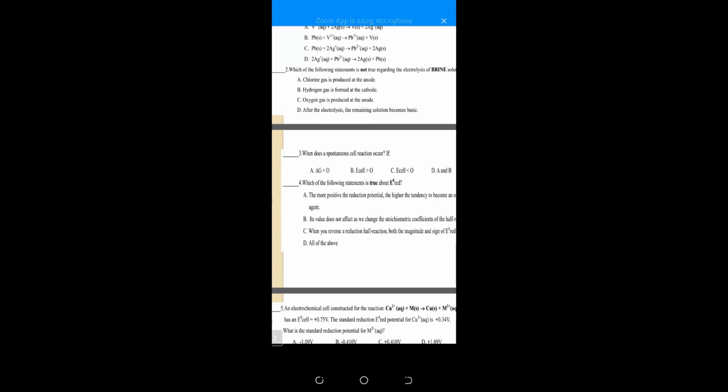A እና B true ናቸው አይደል? C: oxygen gas is produced at the anode ምን ቢሆን ነው? Diluted ቢሆን ነው, right? If it is diluted sodium chloride solution, oxygen gas will be produced, yes, but here since it is concentrated the answer is C. D true ነው: after the electrolysis the remaining solution becomes basic. Why?